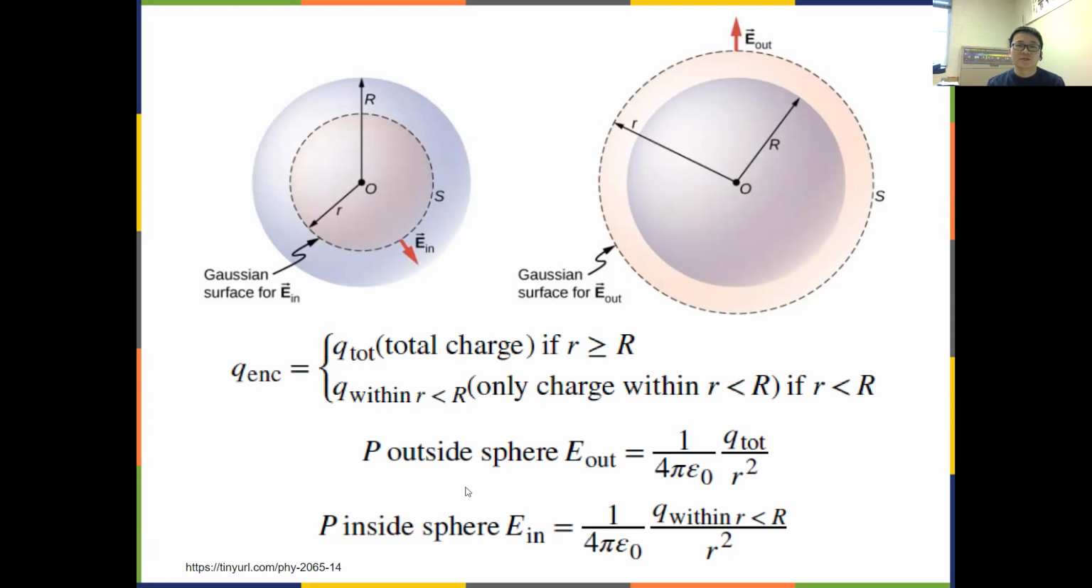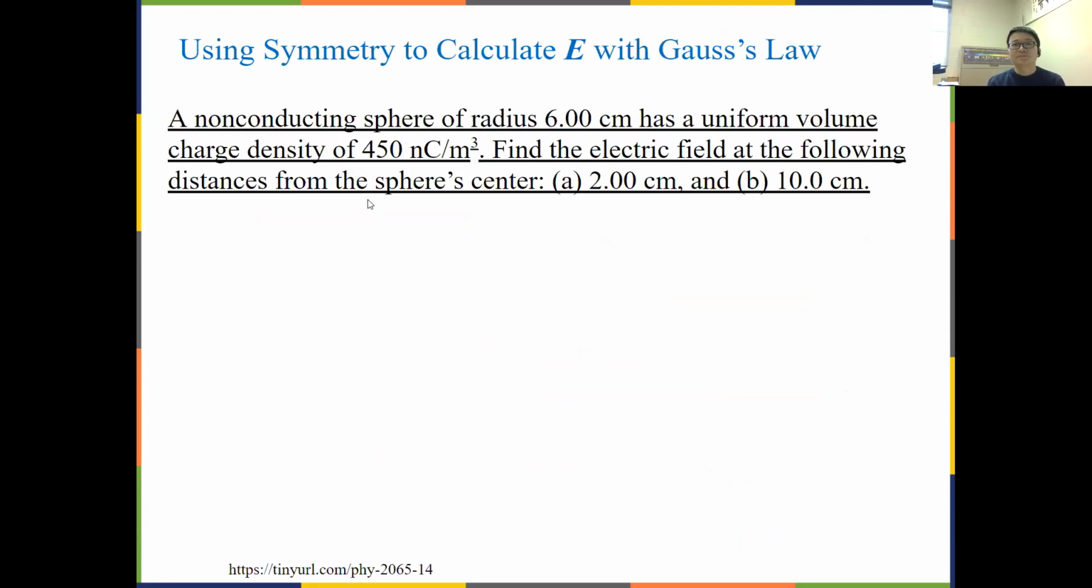Now inside the sphere, because your Gaussian surface is smaller, you just need to count the charges that are enclosed by it. So the charge outside here does not count. Then you just need to calculate Q total again, and do the same thing as what we did for small r greater than capital R in the previous case. Then you'll get a new Q within the small spherical shape there.